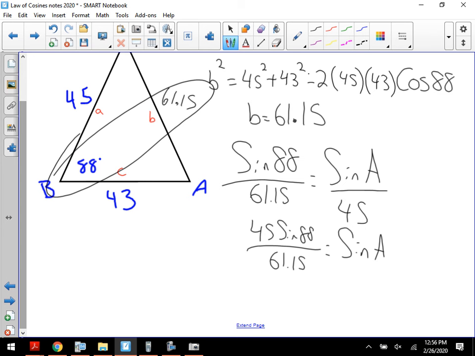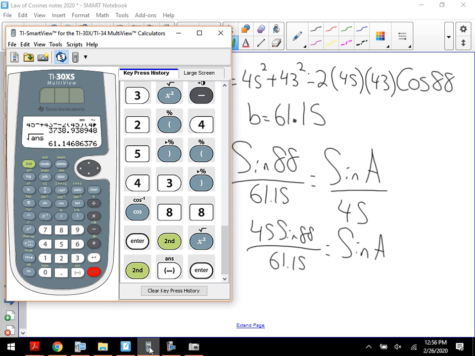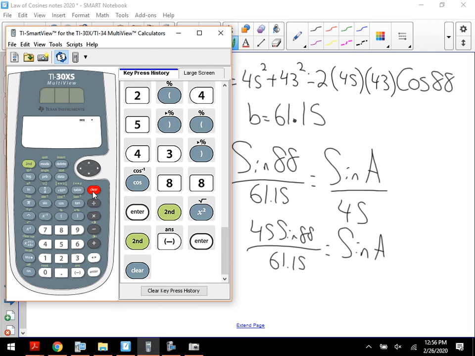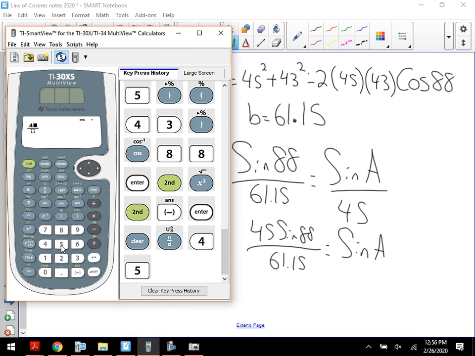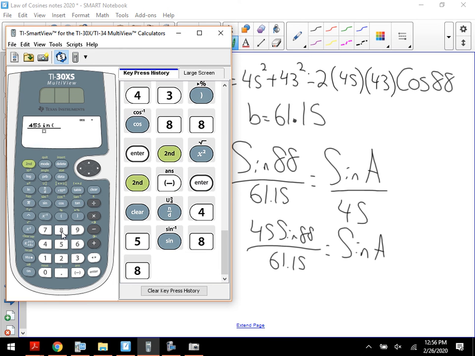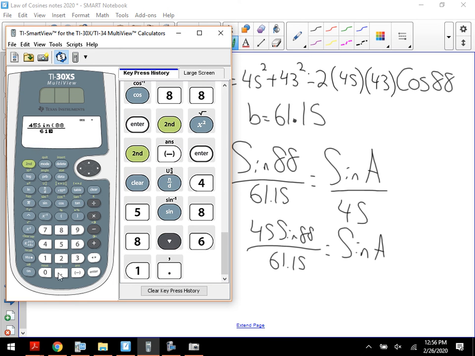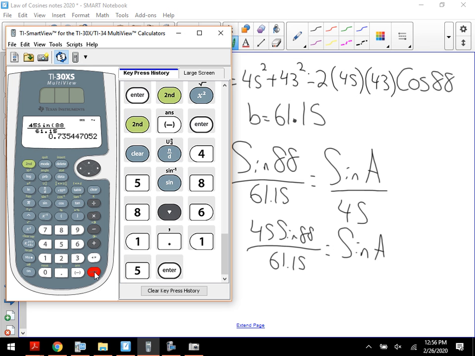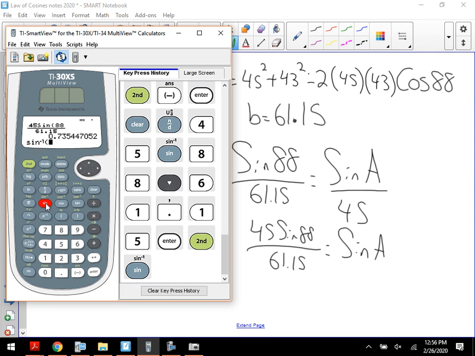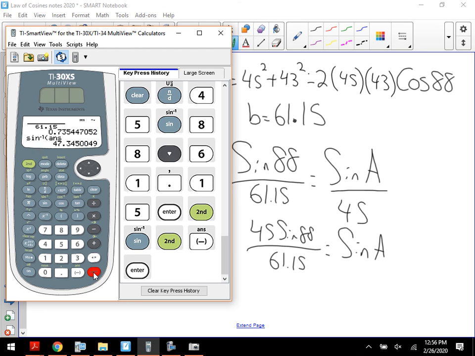Inverse, yeah. You have to use the inverse at the very end of all this anyway. All right, so go back to your calculator, fraction bar, 45 sine 88 over 61.15, enter. Crummy decimal. Take the crummy decimal, second sine now. Don't forget you're doing sine this time. 47.35.